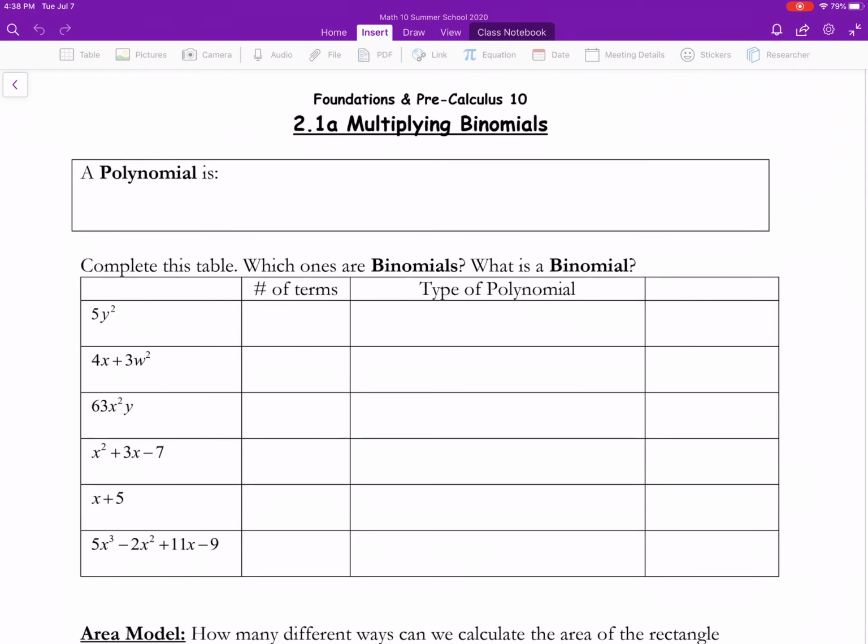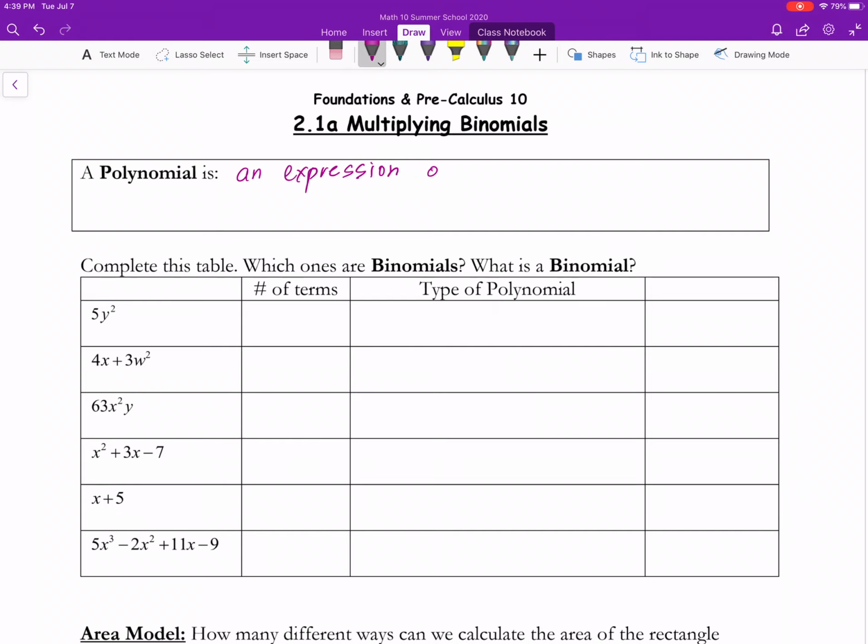So our next chapter is polynomials, and this is the first lesson, that is 2.1a, multiplying binomials. So let's see, what is a polynomial? You must have done this in grade 9, so it's just a review of that. A polynomial is an expression of one or more terms combined. Combined means they can be added or subtracted together.